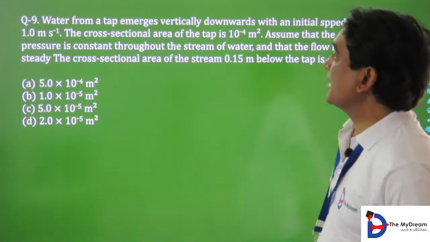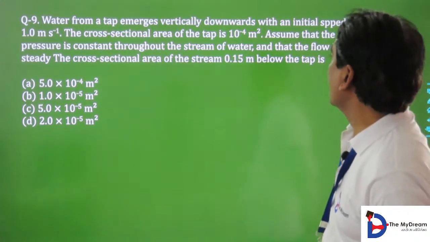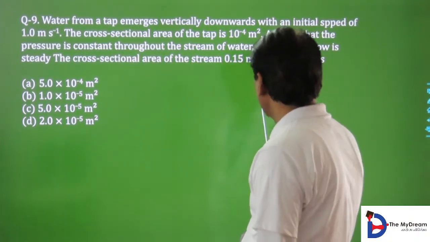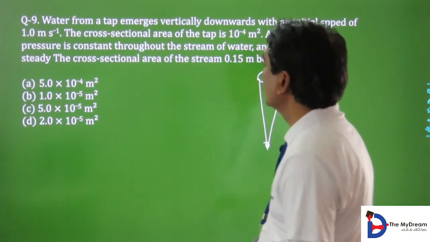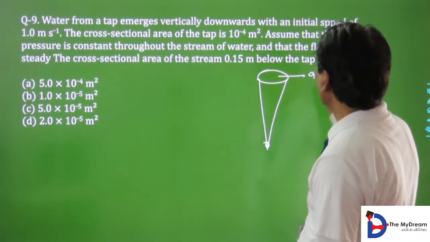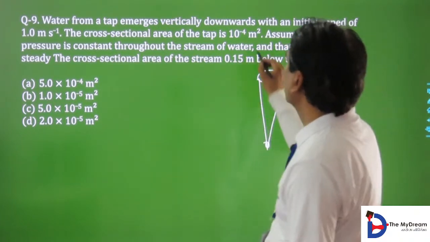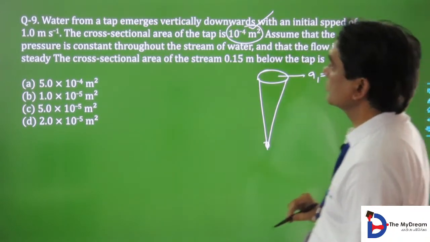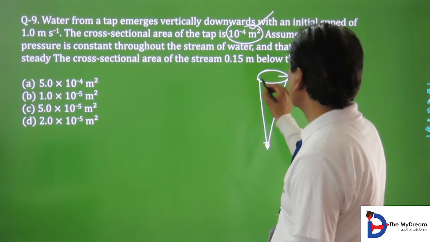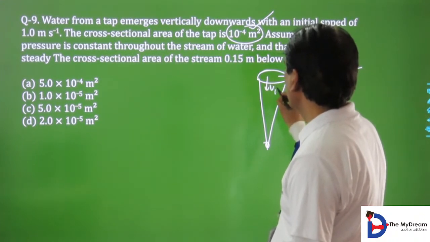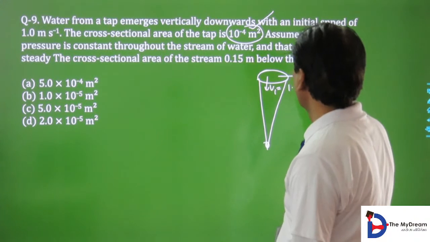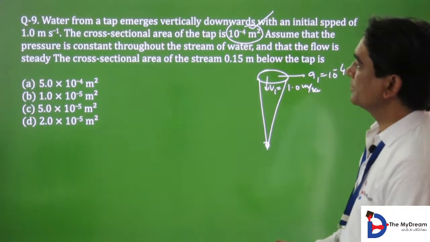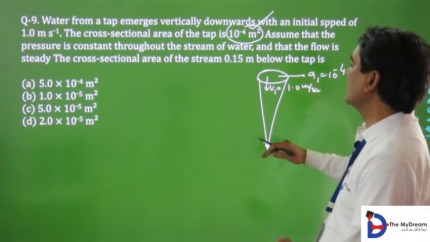The water from a tap emerges vertically with an initial speed. The area of cross section is 10 raised to the power minus 4 meter square. And the speed here is v1. This is the initial speed which is given to you. Assume the pressure is constant. Pressure at this level and this level is constant.